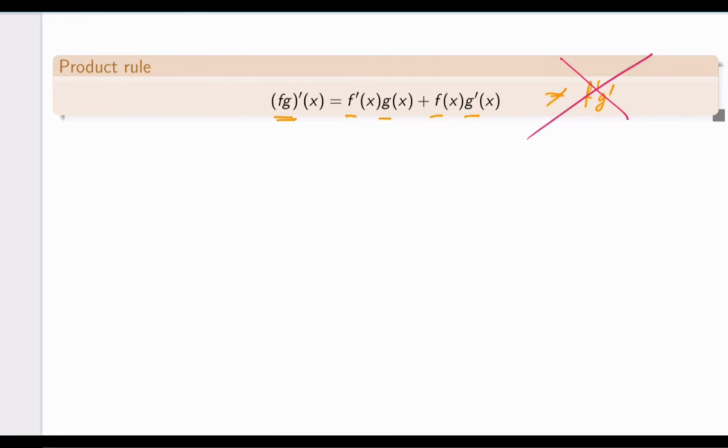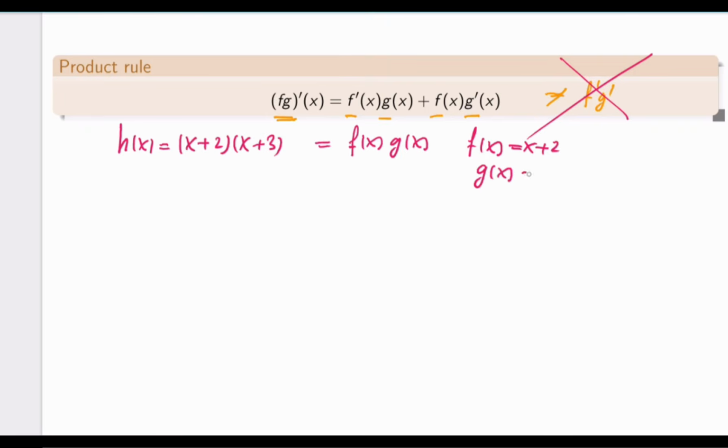So also here I have an example. So let's look at a function that maybe h of x is x plus 2 times x plus 3. Okay, so then this is also f of x times g of x, with the obvious choices of f is x plus 2 and g is x plus 3.